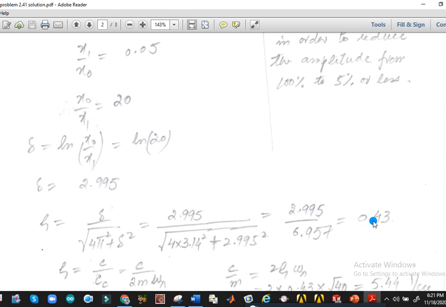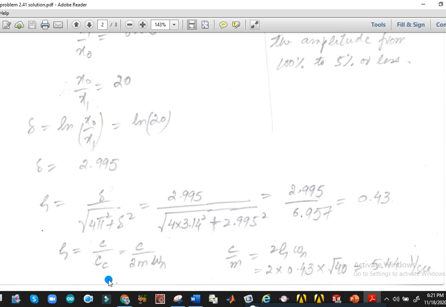Now we know that zeta value is known, and we know zeta is equal to c over cc. We need to find the c value, and we know that cc is equal to 2m omega n. Now from the given expression we have to find the ratio of c over m. What are we left with? We are left with 2 into omega n into zeta. So multiplying these terms on the left hand side, we have 2 multiplied by omega n multiplied by zeta, that is equal to c over m.